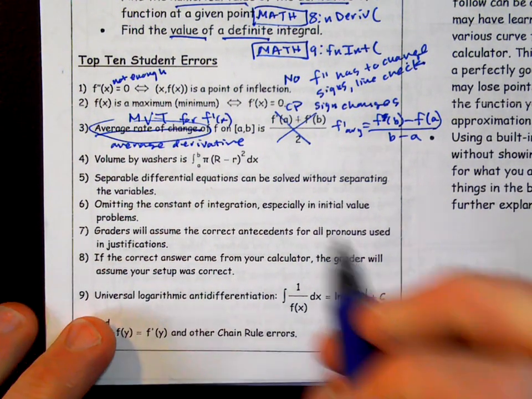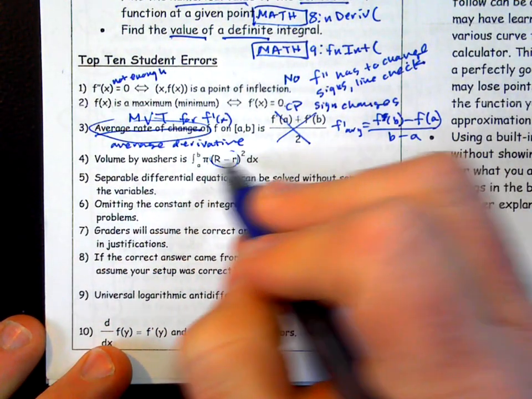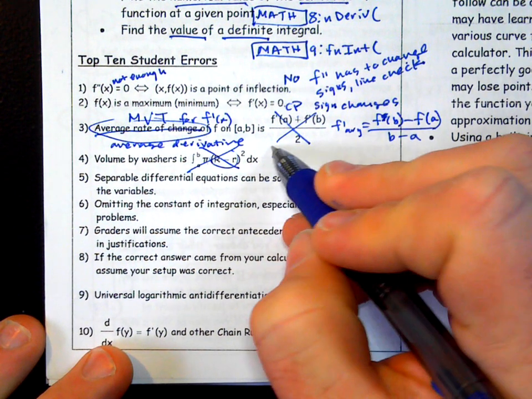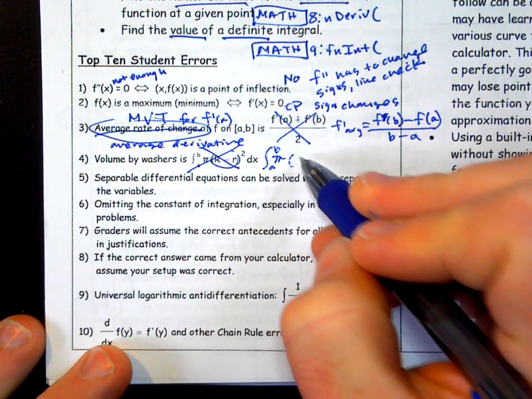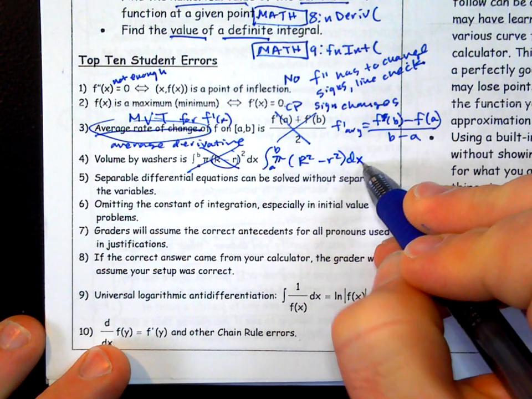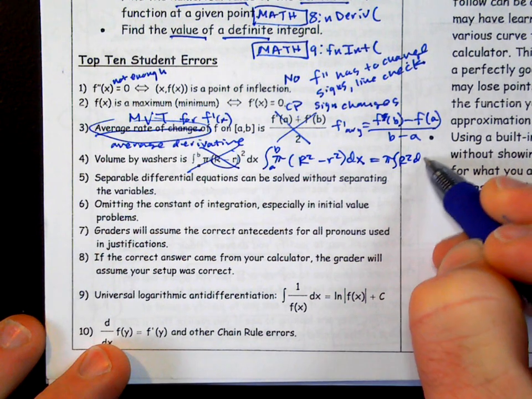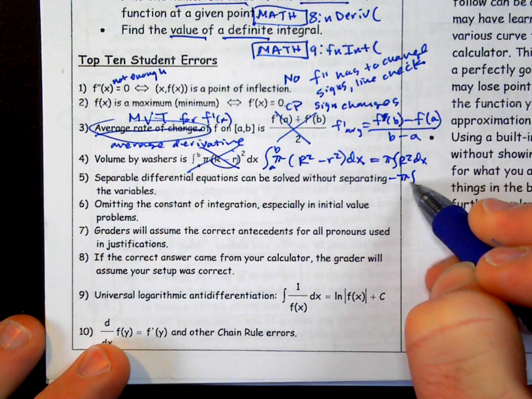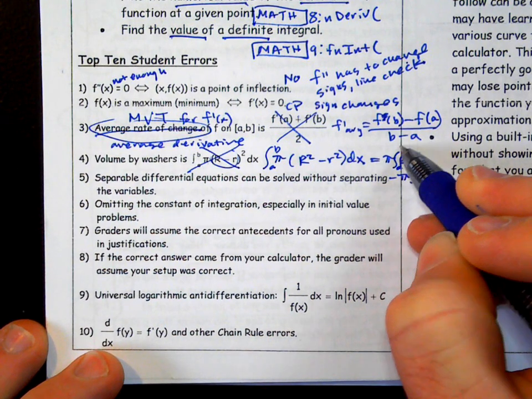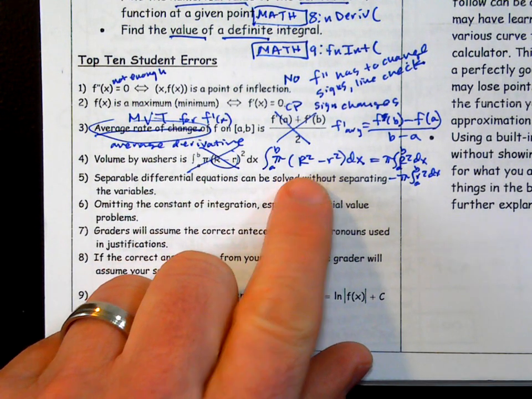Volume of washers, you can do pi big R minus little r squared all at once. Nope. You have to keep them separate, okay? You could do R squared minus little r squared and combine them together. Usually I write it like this: pi big R squared dx minus pi little r squared dx, two separate integrals, but you can combine them in the same integral and just have the pi once, but you have to square them separately.